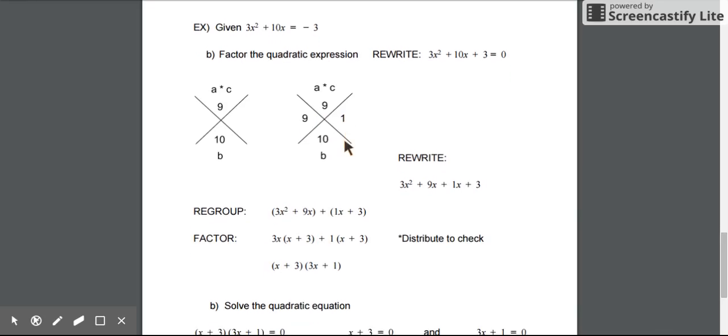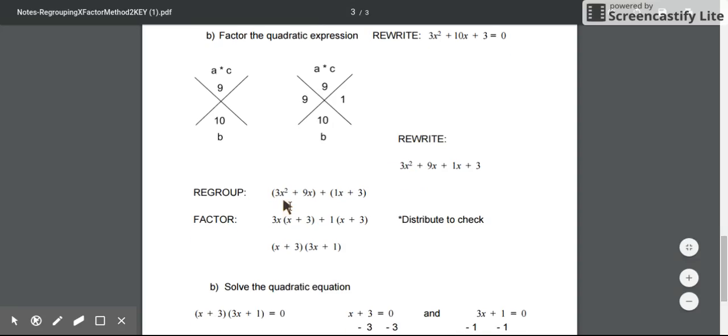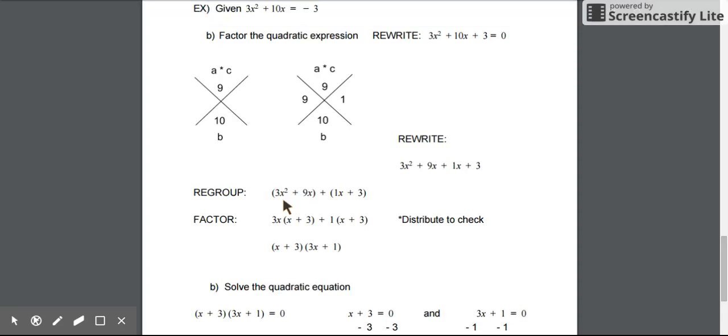So let's rewrite our original expression by breaking up that middle term into these two terms now. So now we have 3x squared plus 9x plus 1x plus 3. That allows us to group up the first two terms and take out the greatest common factor. So the greatest common factor of 3x squared and 9x is 3x. When I divide those two terms by 3x, I get x plus 3.